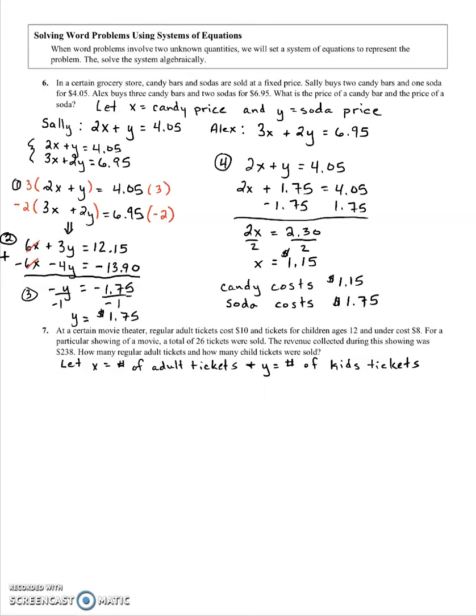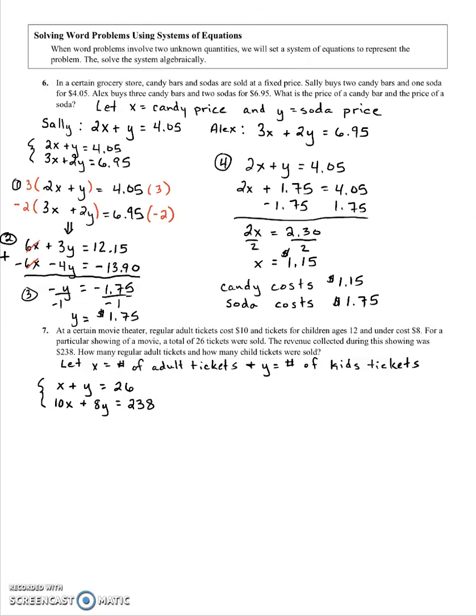Okay, so what are our two equations this time? We know the total number of tickets was 26. So that's the adult tickets plus the number of kids' tickets is 26 total tickets. We also know the total cost. And we know an adult ticket is $10. So 10 times x gives us the amount of money made by selling x adult tickets, plus 8 times y is the total cost of the kids' tickets, has to equal a total revenue of $238.